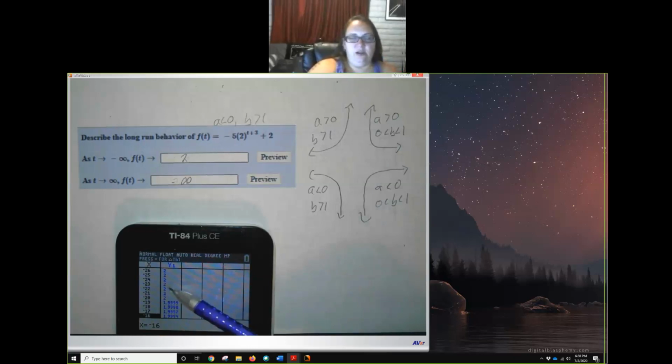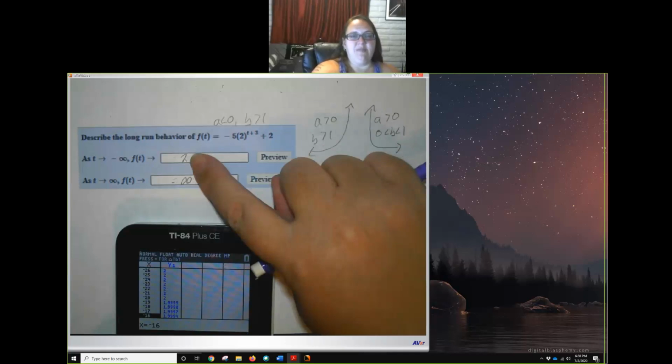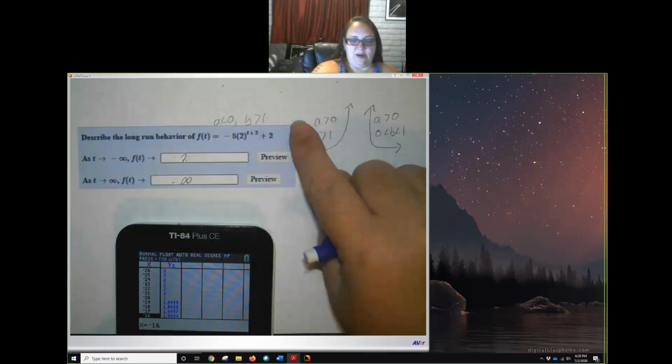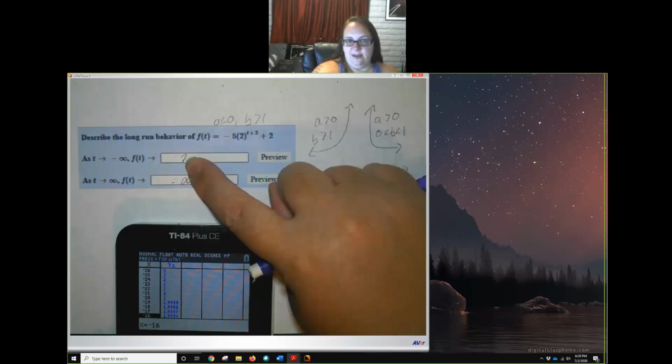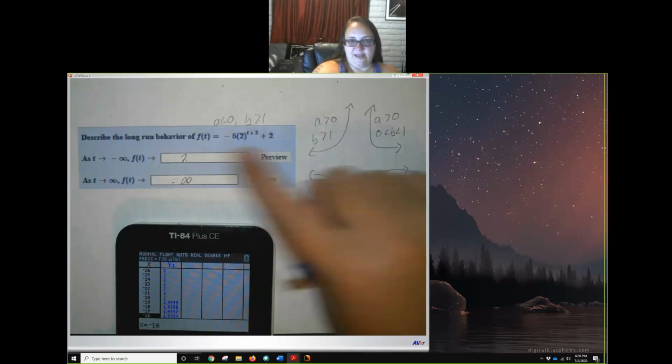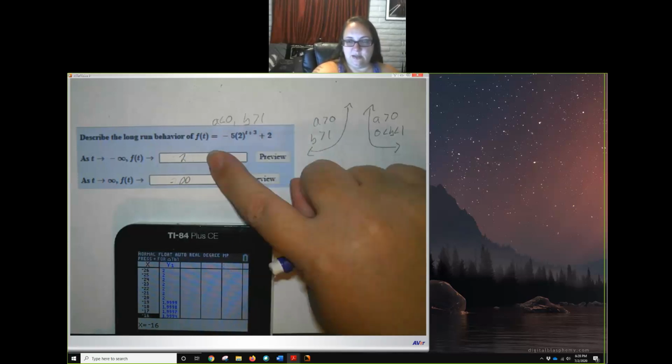So if you're not sure, then again, you could always graph this and look at the table, and that way you know exactly which number it is. But I'm here to tell you that it's going to be whatever number is out here behind a plus or minus. So if this had been a -6, then this would be a -6. If this had been a plus 17, then this would be a 17.